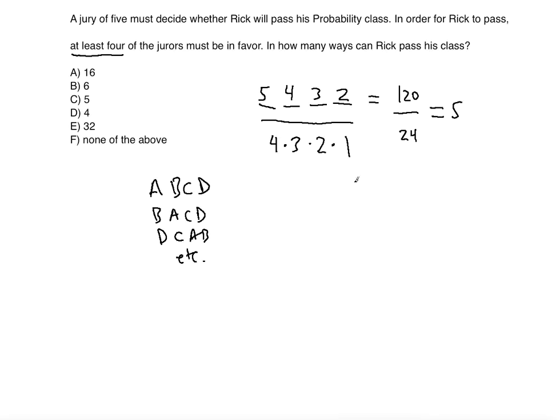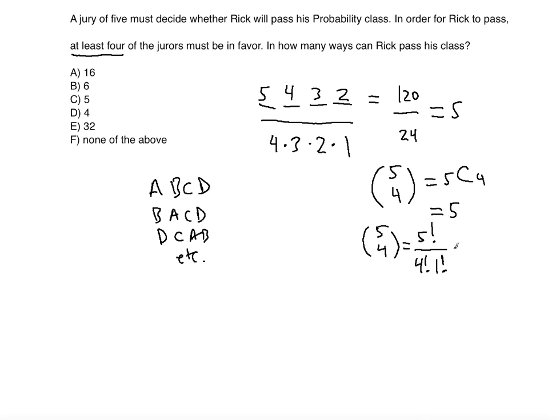Now, the fastest way to achieve this result would be to simply do 5 choose 4, which means 5C4. If you're using your calculator nCr, the n would be 5 and r would be 4, and that's equal to 5. Once again, how does 5 choose 4 work? It works in the following way: 5 factorial divided by 4 factorial times 1 factorial. So you have 5 times 4 times 3 times 2 times 1 divided by 1 times 4 times 3 times 2 times 1. As you see, these get cancelled out and you are left with 5 over 1. So that's just 5 ways to choose 4 of the jurors.